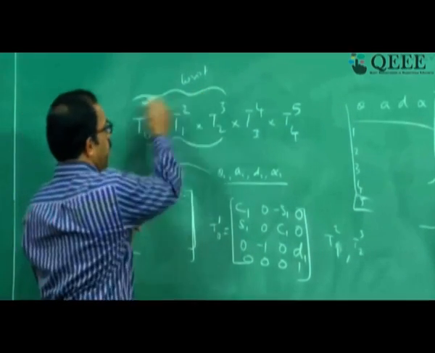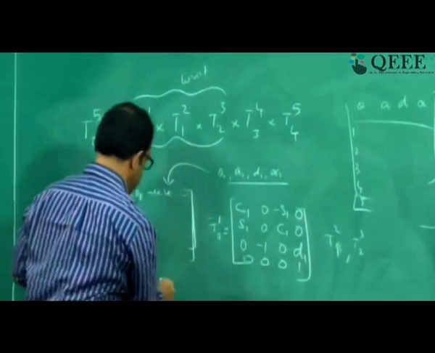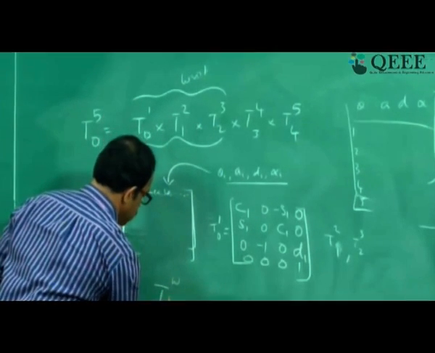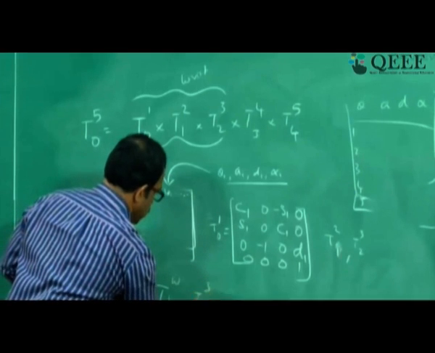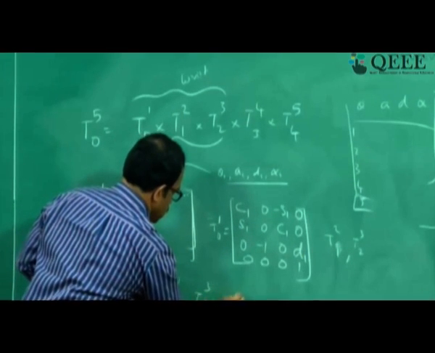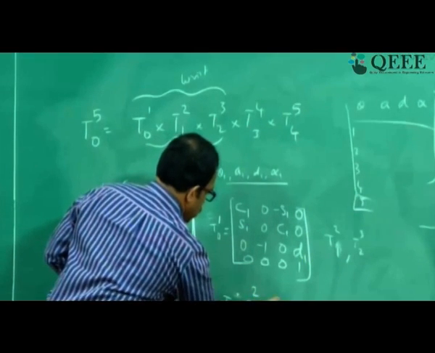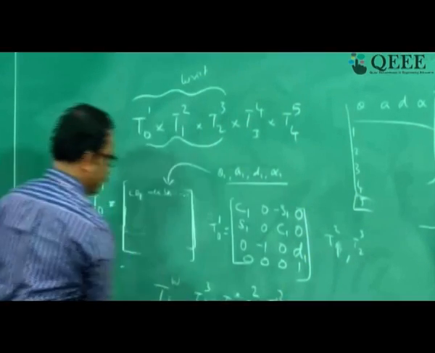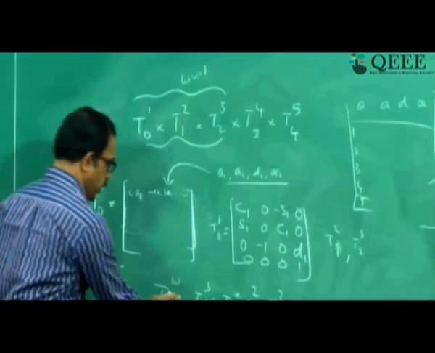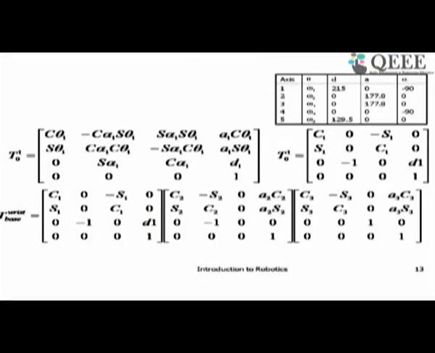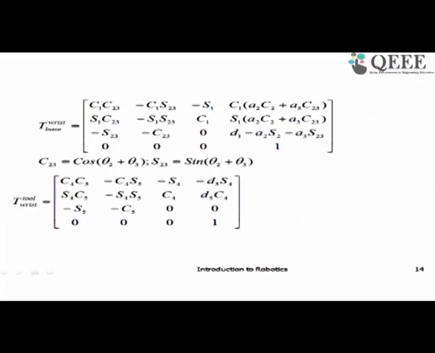So wrist to base is given as T320. In this case, T wrist to base, which is T320, is obtained as T120, T221 and T322. That is the wrist to base. That is what is shown here. So you multiply this, you will be getting a single matrix, and that will look like this.